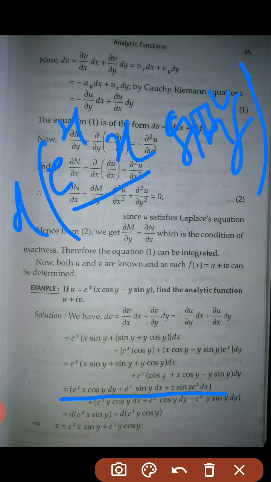Thereafter, while e to the power x and sin y are taken as constant, differentiating x, you get 1. So here you are left with the value e to the power x sin y. So next is e to the power x sin y.